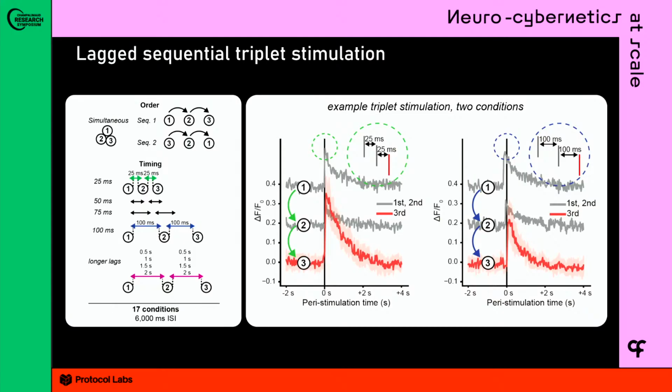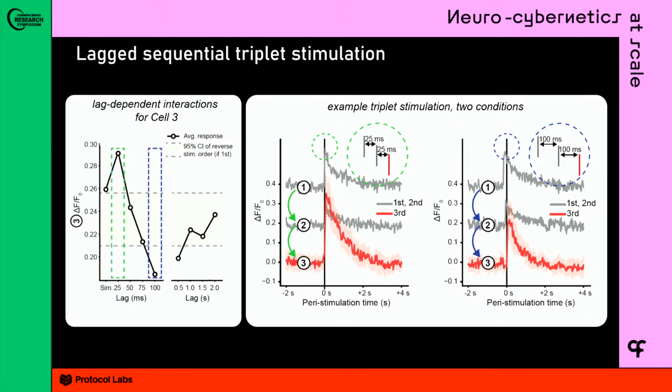We can see that in this particular example, with stimulation at 25 millisecond lag, this cell is relatively excited. Then at 100 millisecond lag, the same cell is a bit weaker in its response. If we plot all of our lag conditions on the x-axis for this one cell, we see exactly that. The cell is disinhibited and then more inhibited at 100 milliseconds. This gray area in the background is what it looks like if you stimulate the cell by itself.